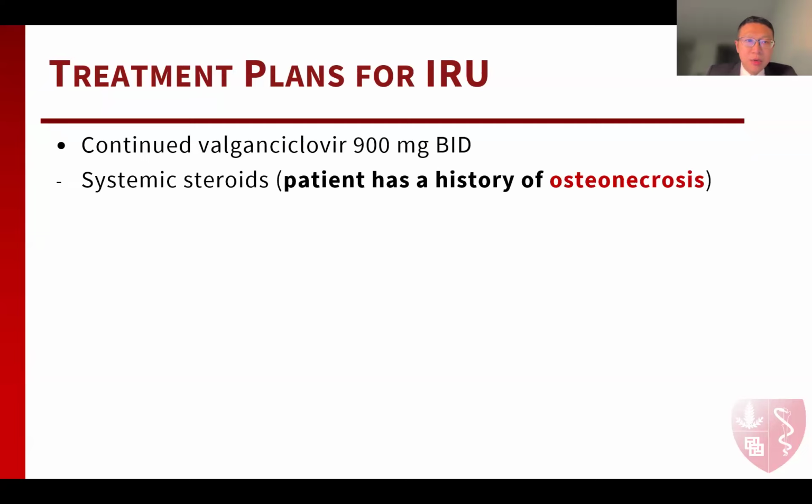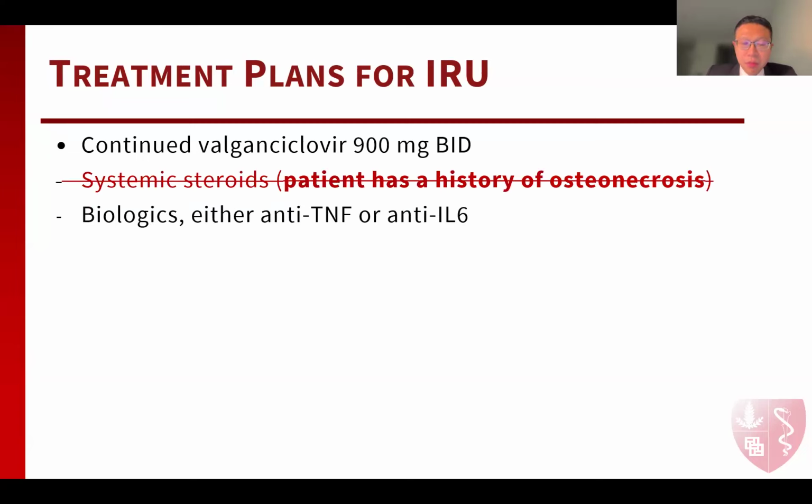The systemic steroids are usually the gold standard treatment for IRU. However, because this patient has a history of osteonecrosis, this became a contraindication. Therefore, we would rather choose biologics, either TNF inhibitors or IL-6 inhibitors.